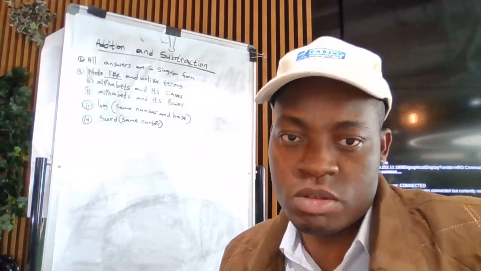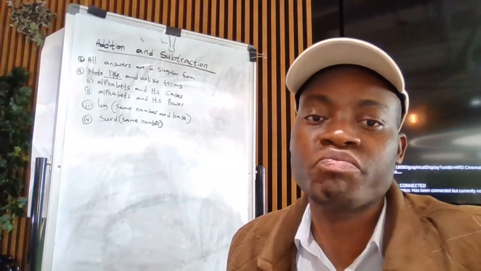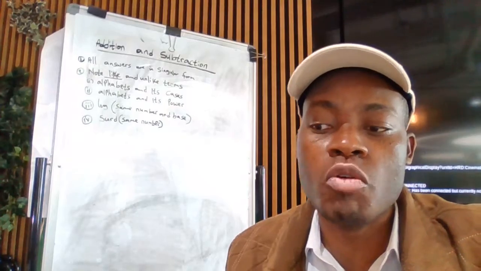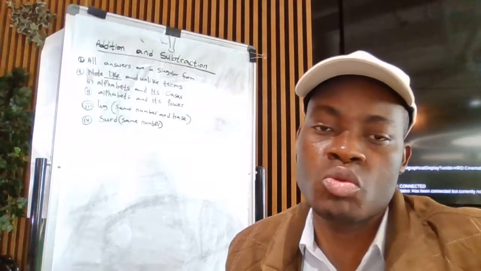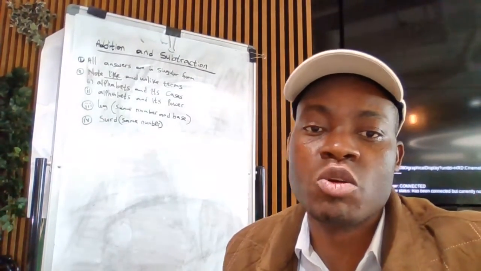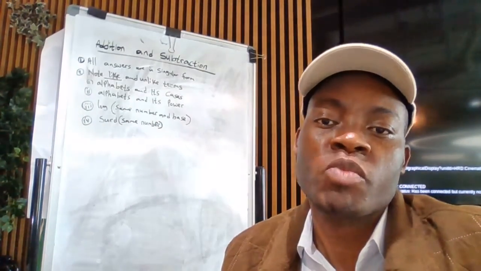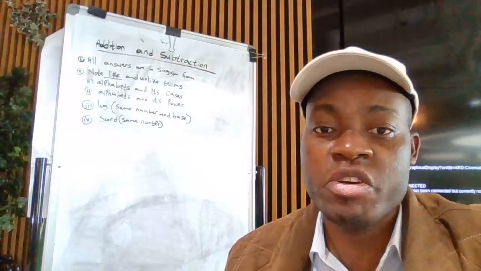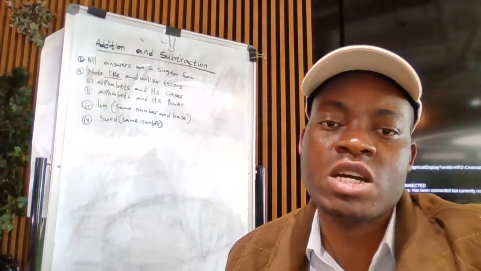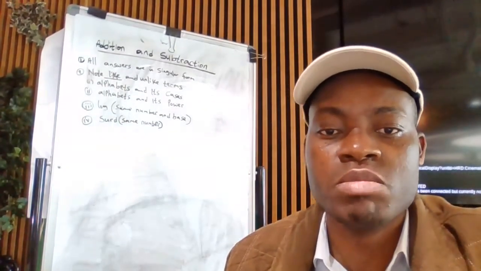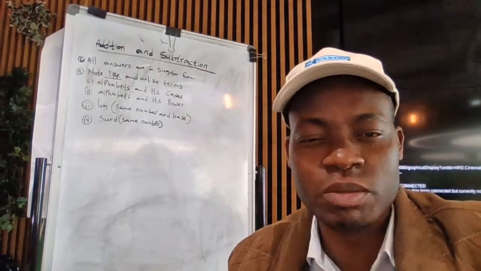In our previous uploads, we've discussed coefficients and identification of terms. In our previous videos we explained that coefficients are the numbers attached to the variables. We also talked about like terms and how to identify like terms and unlike terms. Today we'll be looking at addition and subtraction.